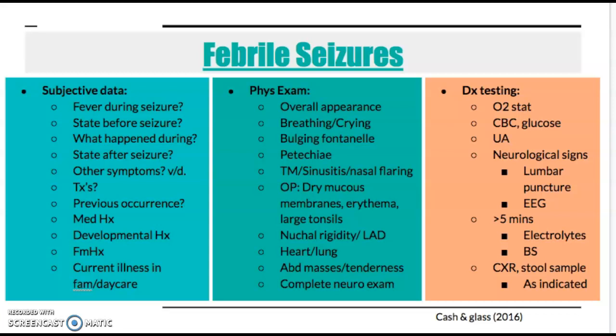What treatments they tried, has this occurred before, their medical history, their developmental history, their family history, and if there's any current illnesses in the family or daycare setting.